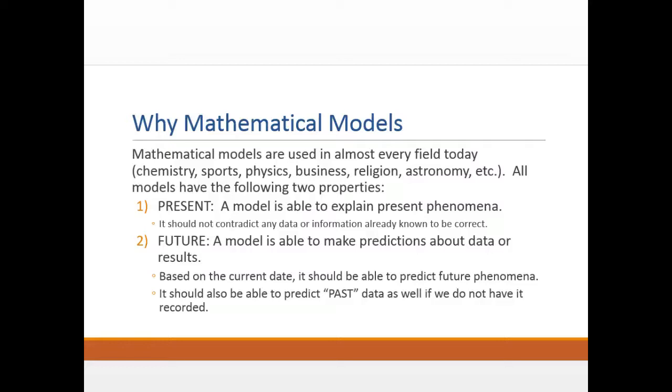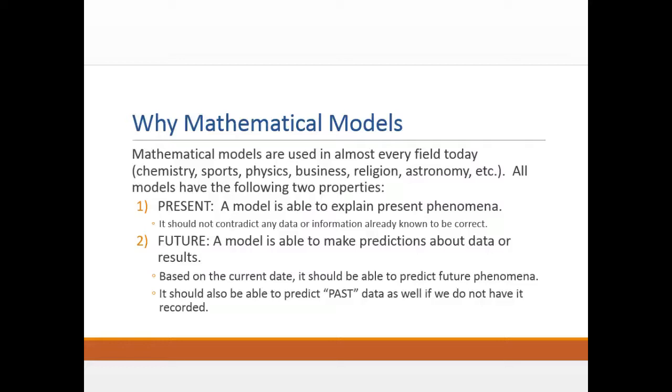First, the present property is what I like to call it. A model is able to explain present phenomena. In other words, we can create a model to explain or show the buying habits of certain consumers. And pretty much none of the data that we're going to see is going to contradict our model. Our model will be able to explain pretty much all the data that we are able to view.